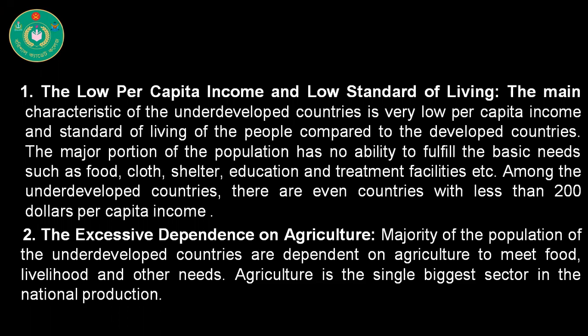Number two, the excessive dependence on agriculture. Majority of the population of the underdeveloped countries are dependent on agriculture to meet food, livelihood, and other needs. Agriculture is the single biggest sector in the national production.